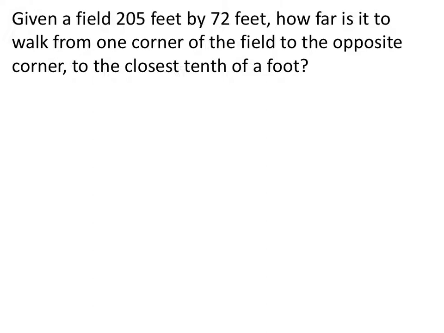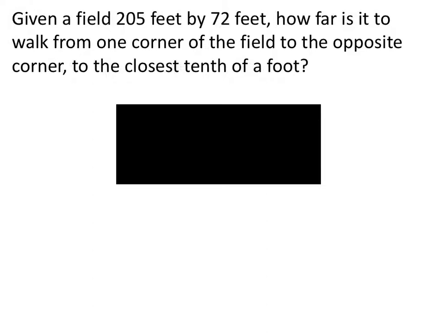Let's go ahead and draw a picture of this to see if it helps. It doesn't have to be drawn to scale, but let's say that this is the field. Then this would be the shorter side, so that's at 72 feet. And the longer side is at 205 feet. And yes, we do get to assume that this is a rectangle. Well, how long is it from one corner to the other? So we'll just connect those two.